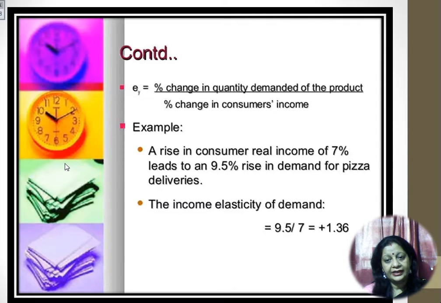Percentage change in quantity demanded of the product upon percentage change in consumer income. For example, a rise in consumer real income of 7% leads to a 9.5% rise in demand for pizza deliveries. The income elasticity of demand is 9.5 divided by 7. So whatever the answer is, that is the income elasticity of demand due to the increase in the income of the consumer.